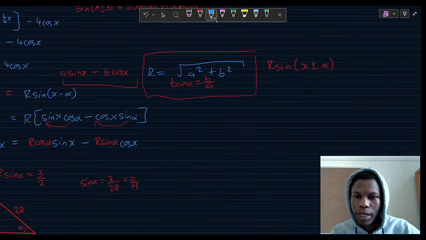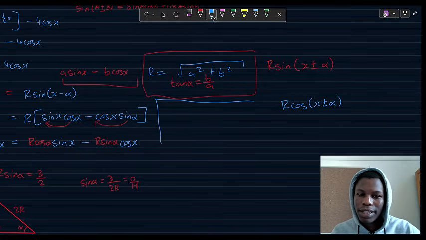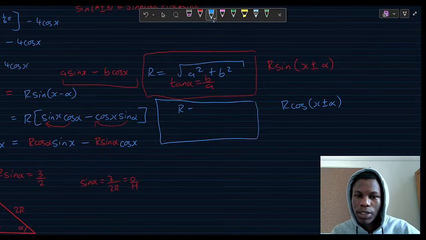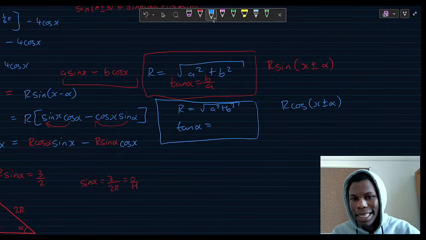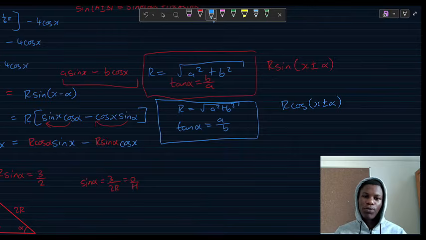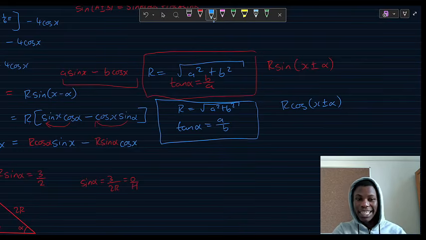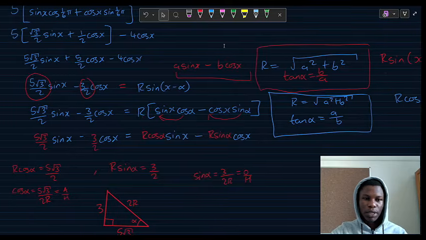Otherwise, if you're doing r cos x plus or minus alpha, then the calculation for r is the same. It's always going to be root a squared plus b squared regardless. It's the tan alpha part. The tan alpha will be flipped, so it's a over b. So if you can remember these two formulas, then you can just go straight to the formula and substitute. You don't have to go through everything that I've done. It's completely unnecessary, right? So just memorize these formulas and you should be golden.